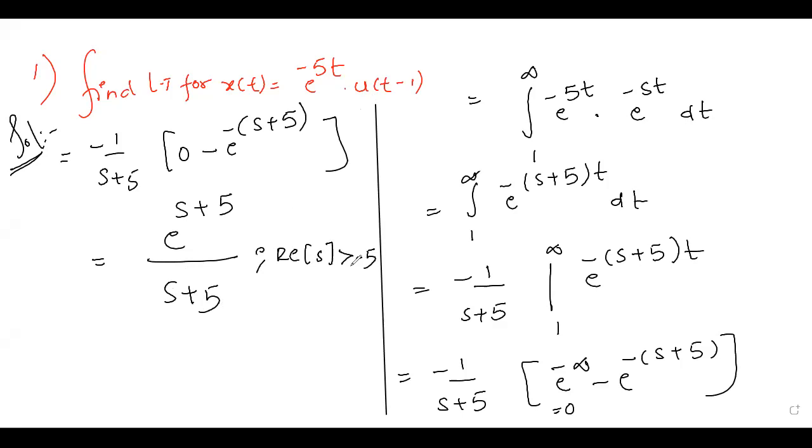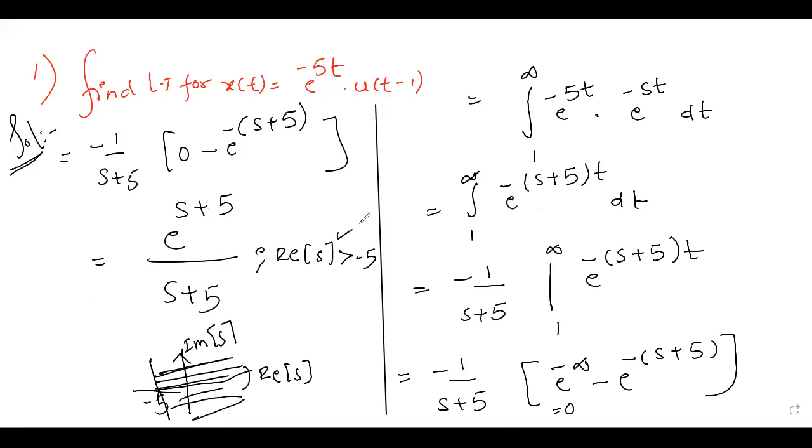Suppose the question says sketch the ROC. If it is mentioned in the problem, then definitely we have to go for the s plane: mark minus 5 and draw a line. Real part of s is on the x axis and imaginary part of s is on the y axis. Similarly, if there are any poles, you have to plot them in the s plane. So like that, you have to represent the ROC also. The main ROC is related to this condition. That's it.